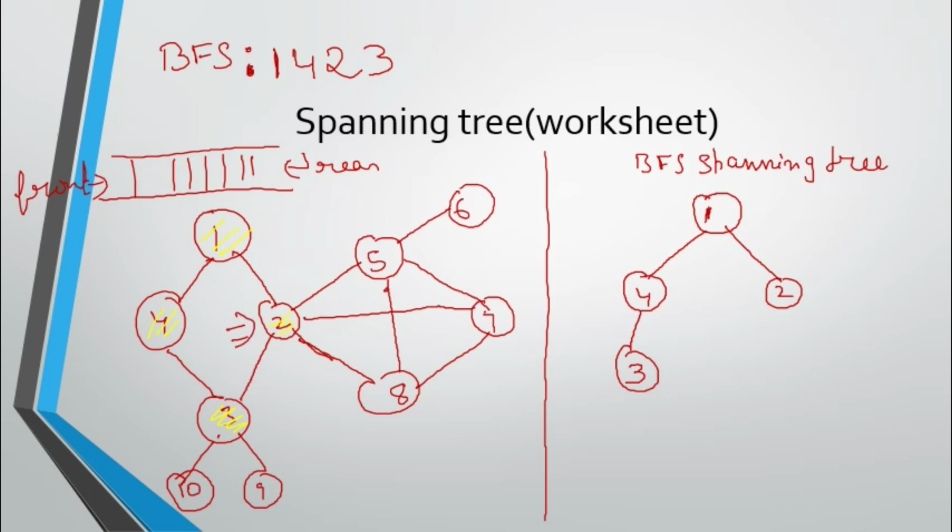Next, from 2 where can you go? From 2 you can go to multiple places, that is 5, 8 and 7. I told you there is no hard and fast rule. You can write it anyhow, 5, 7, 8, you can write it like that also, no problem. There is no ordering. So what you are supposed to do? Write it right here, first 5, next 8 and 7.